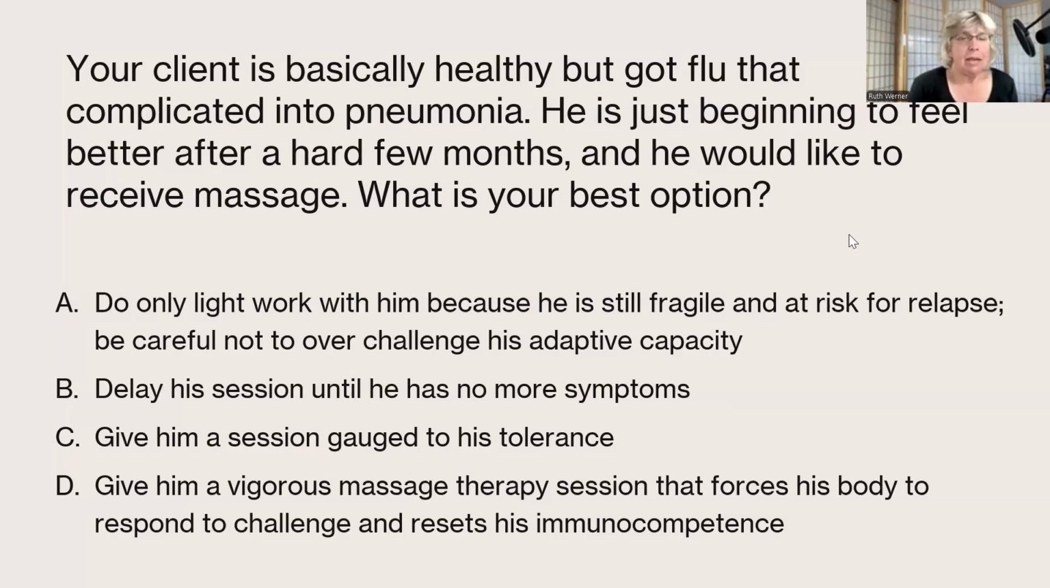So let's talk about our flu guy. Flu is also a viral infection, but pneumonia is usually bacterial. In that case, the bacteria take advantage of someone who's a little weakened and set up shop in his lungs. He's just beginning to feel better after a hard few months. He'd like to receive a massage. What is your best option?